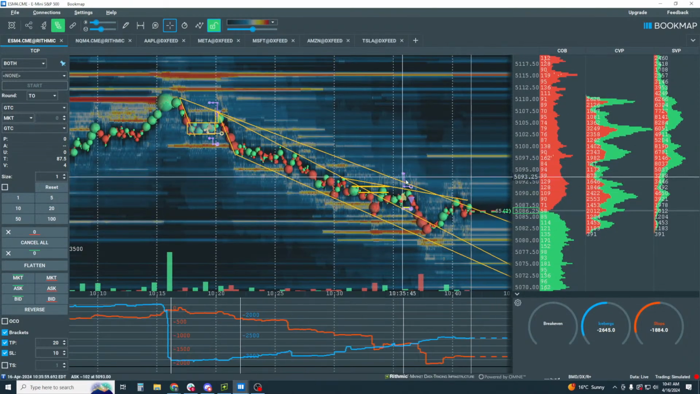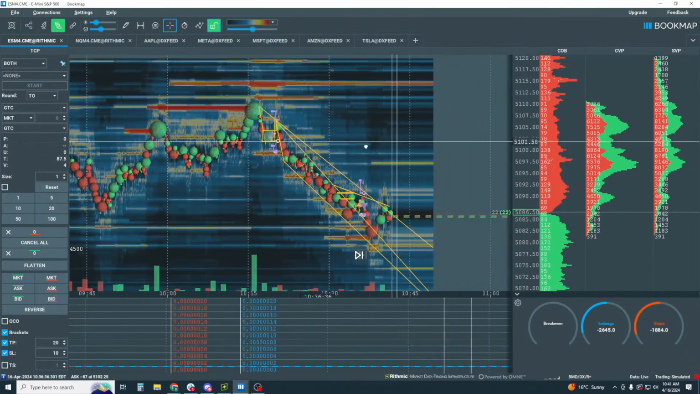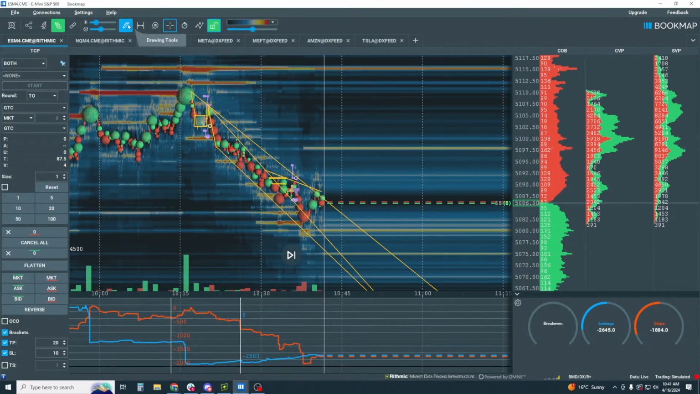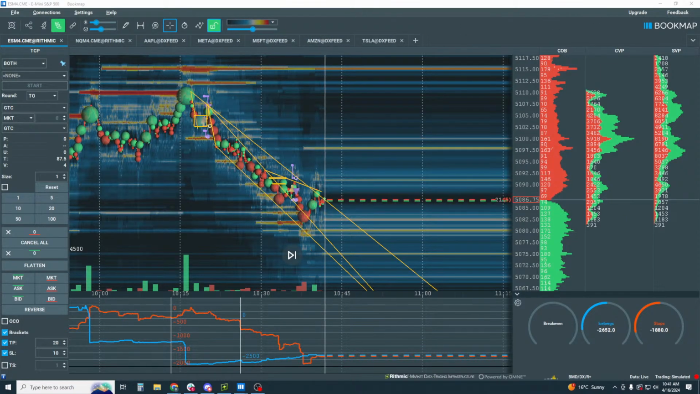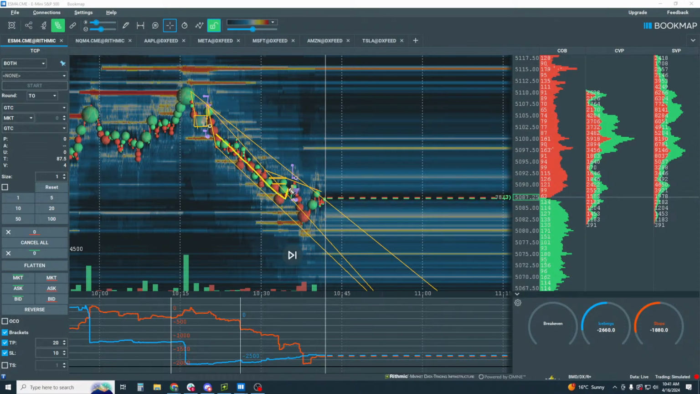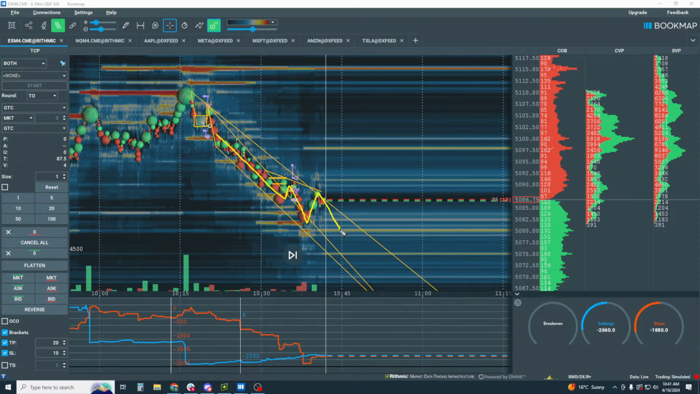So here, let me just outline it again. Let's zoom out a little bit and give us some room here. This is kind of what we're looking for. The pen tool. All right. So this has done this, and maybe we'll get one more, but then we're looking for this, right? Something like that. Now it might even occur here.